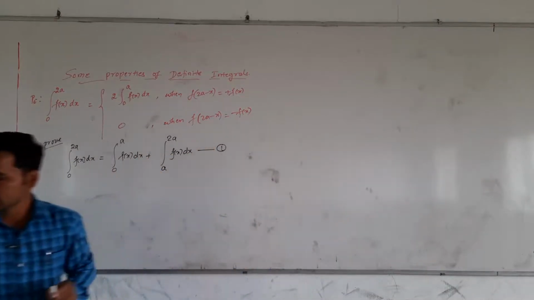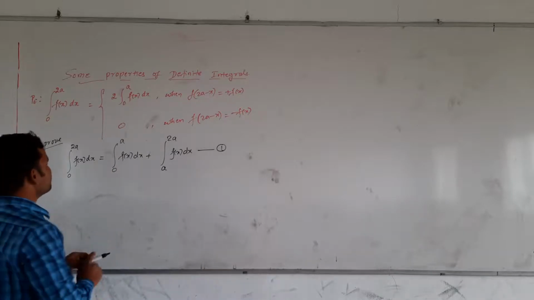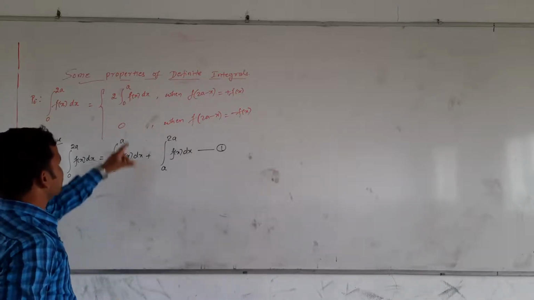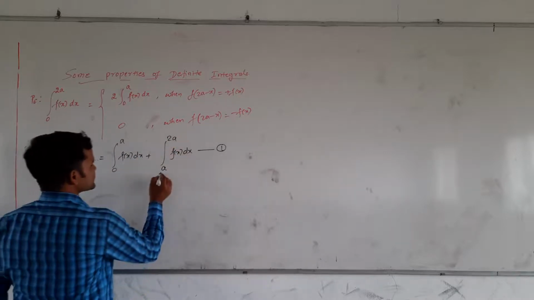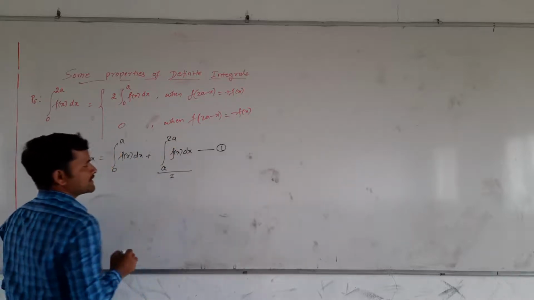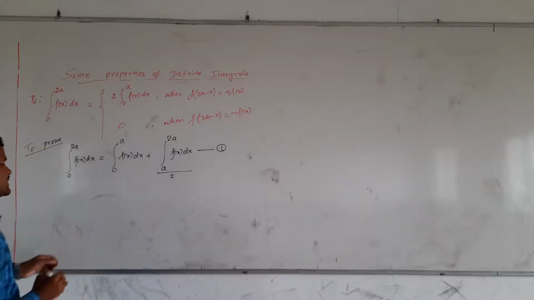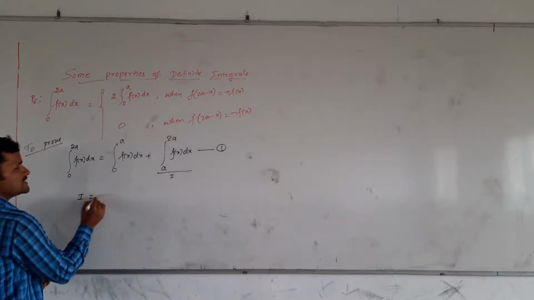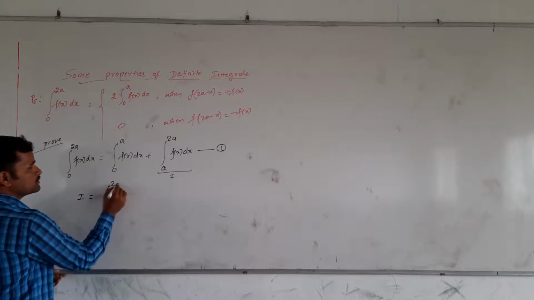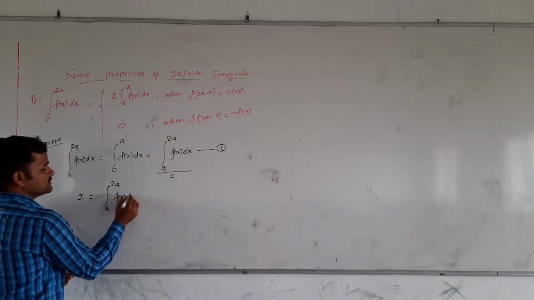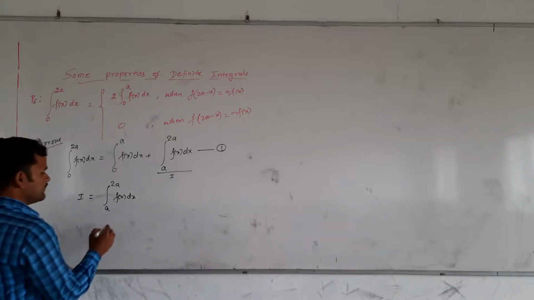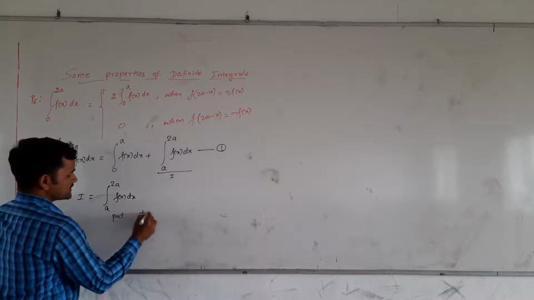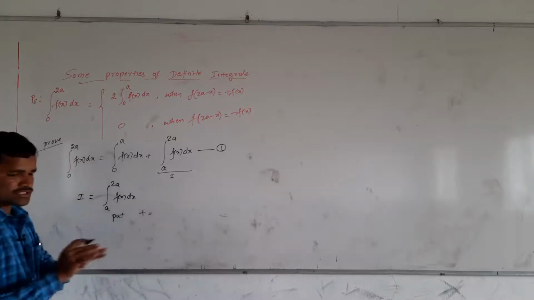Now, here 0 to a let it be, I want 0 to a, then I will modify this. I am taking the second integral as I. I is equal to the integral from a to 2a of f of x dx. That same thing I have taken here. Now I will modify here. I will substitute something here. How to take that?